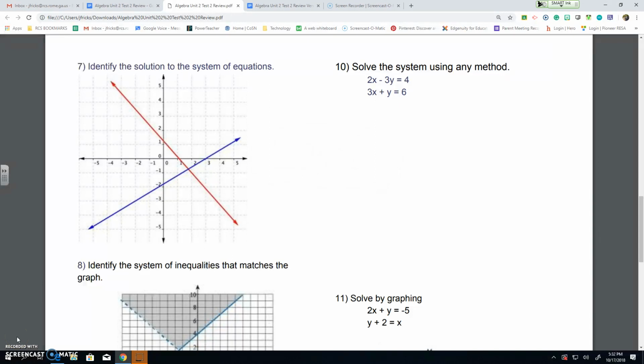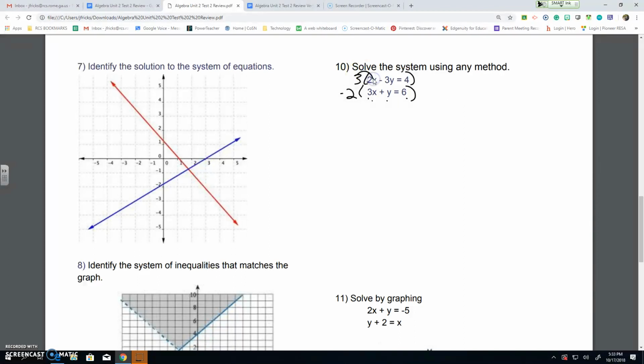Next, number 10 says solve the system using any method. You could really use any method you want here, but for this problem, since the x's are lined up, the y's are lined up, and the numbers are lined up, I'm going to use the elimination method. This one doesn't have anything matching, so I can't just eliminate anything. So I take the bottom number 3, put it on top, number 2, put it on bottom, and change the sign of one of them. I'm going to make the 2 negative. Now I just distribute it and make a new problem.